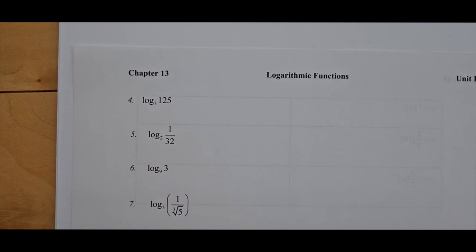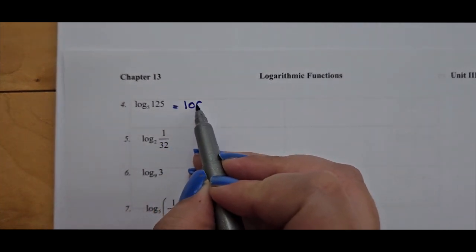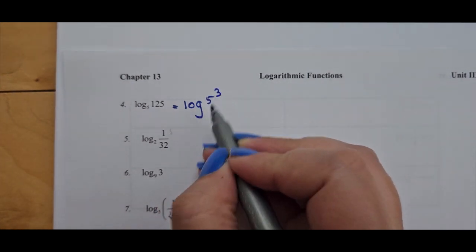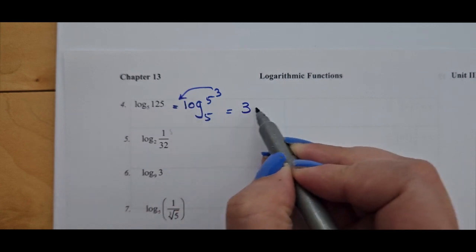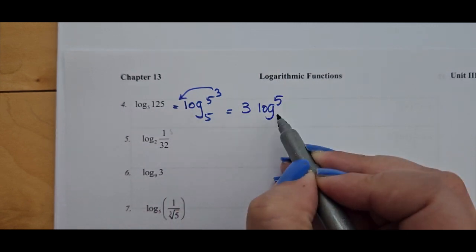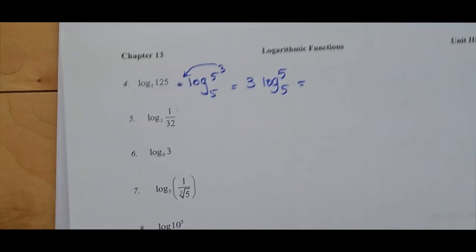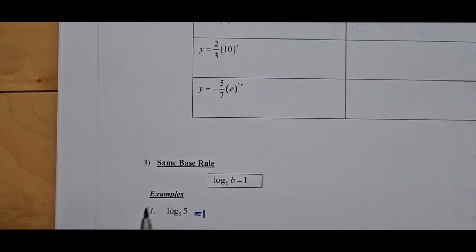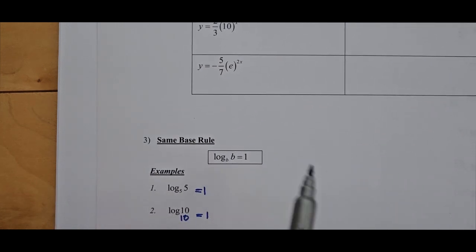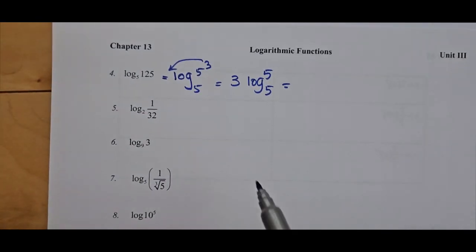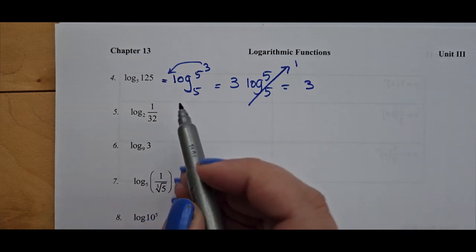Okay, as you can see, there are some more practice questions. So here, what I can do, 125 is 5 to the power 3, base is 5. So this 3 will move to the front. That would be 3 times log 5 base 5. And remember, this was rule number 3, I think, right? Same base rule: log of b to the base b would be 1. So here, what you can see, this is 1. So the answer is 3.